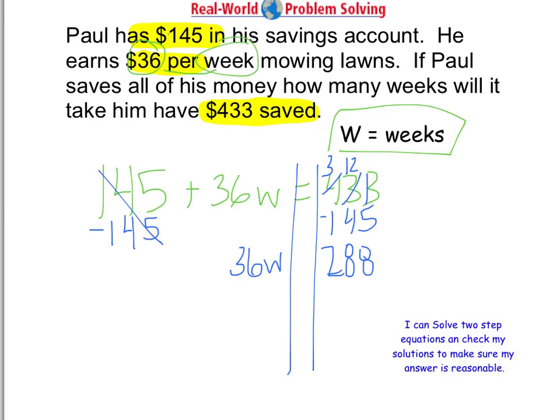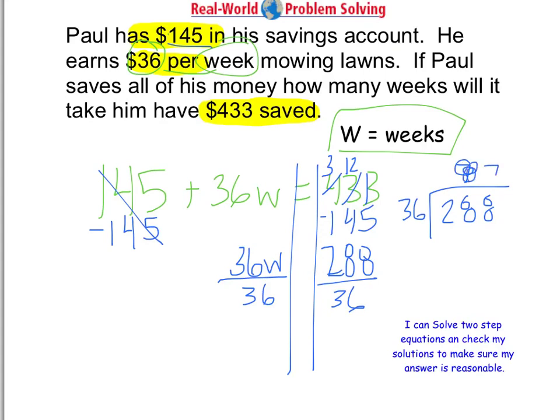So how many weeks basically would it take me to earn $288, which is what I added to my original amount? So we're going to divide by 36, and divide by 36, and unfortunately this one I can't do in my head, so I'm going to go off to the side and do some long division. I'm going to estimate 36 to be about 40, let's say. If it was 40, that would be 7 times that it would go into 288. Let's check.